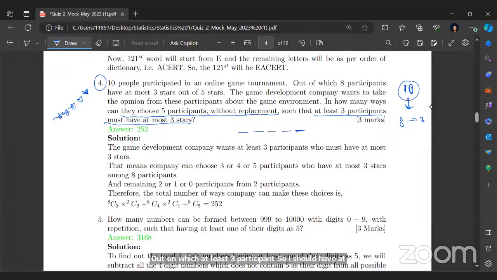So it means either 3 participants can have at most 3 stars, or 4 participants can have at most 3 stars, or 5 participants can have at most 3 stars. All of these are possible, right?